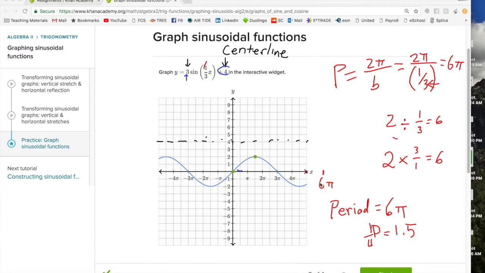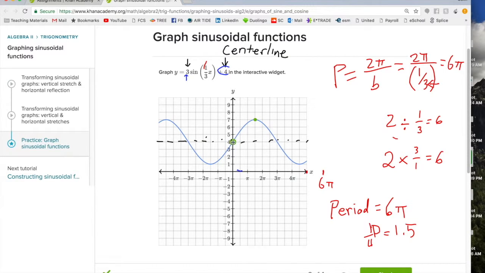Okay, so we've got period taken care of. Like I said before, all we need to do now at this point is get our center line lined up, and we put a dotted line up here where our center line is going to be. So let's go ahead and move that up to the beginning. Okay, and the other thing we discussed was the amplitude, and that's going to just be 3 spaces above the center line. All right, so we're going to go 1, 2, 3.